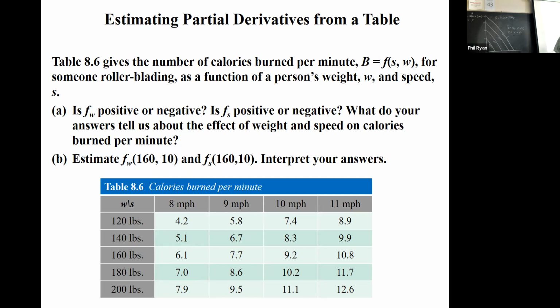What about as speed increases? Is the thing increasing or decreasing? It's increasing, right? So it's also positive. So what does that mean? Well, it means that the heavier a person is, the more calories they burn, the faster they go, the more calories they burn. So that's just putting it into words. We can estimate. And we do the estimation the same way that we do any estimation, right? We try to use small intervals and we try to put the thing in the middle.